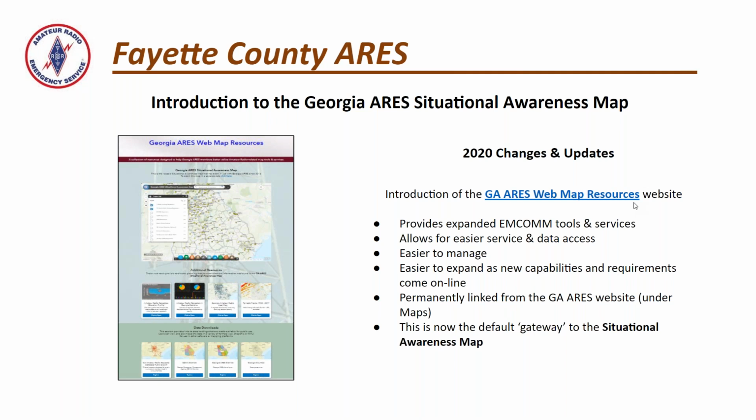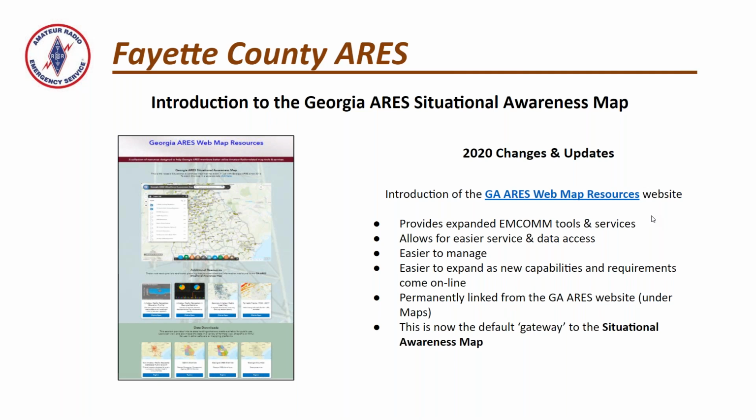So there was a fairly major change in 2020. It was released just a few months ago, and that is we've expanded beyond just the situational awareness web map, and we have now launched what we're calling the ARES Web Map Resources website. There were a lot of associated tools that I built to help folks visualize what's going on with repeaters and amateur radio in the state, and it just made the map too crowded.